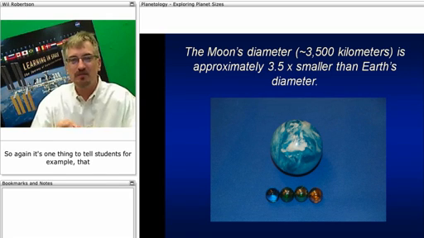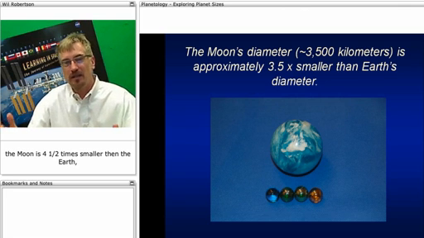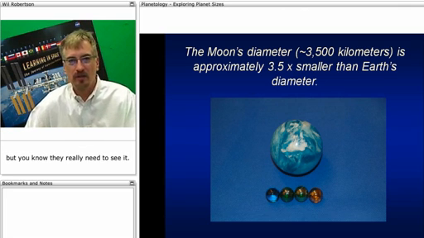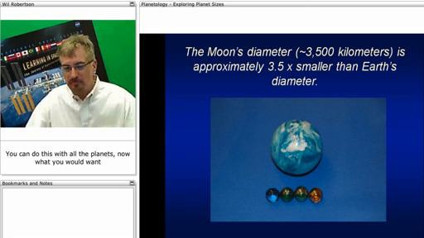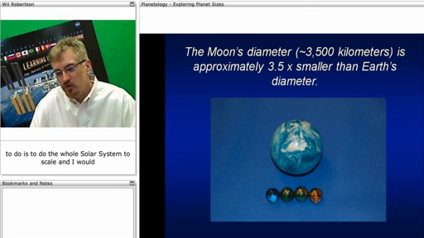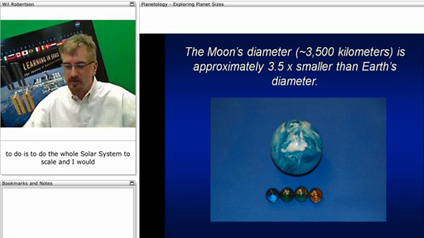It's one thing to tell students, for example, that the Moon is 4.5 times smaller than the Earth, but they really need to see it. And you can do this with all the planets. Now, what you would want to do is do the whole solar system to scale.